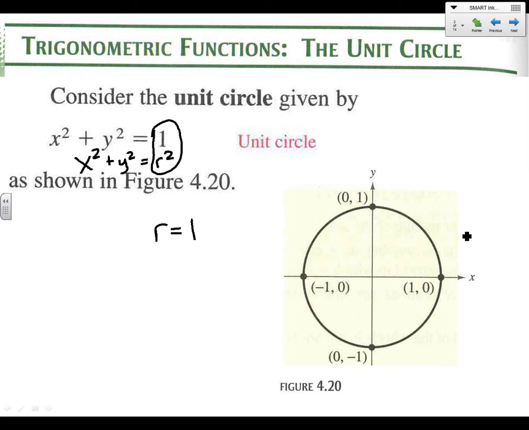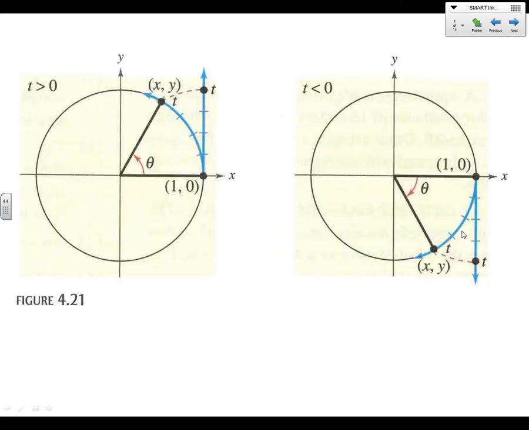So we want to talk about a circle where the radius is always 1, no matter where we are on the circle. That's called the unit circle, 1 unit. As we go around, we're going to have an angle theta. We're always going to have 1 comma 0, or if we're up here, we'll have 0 comma 1.